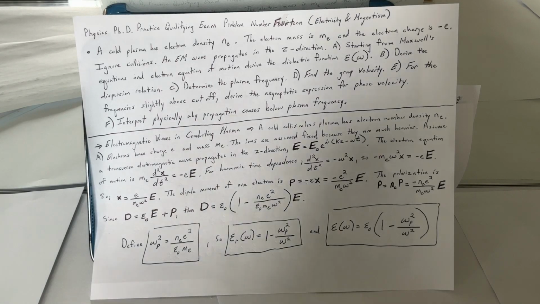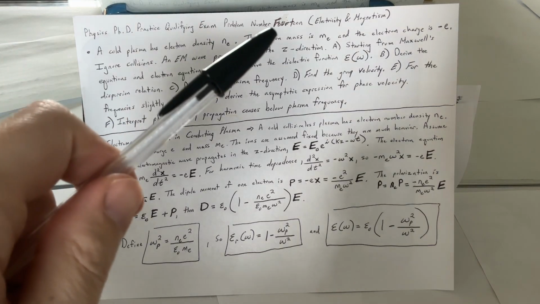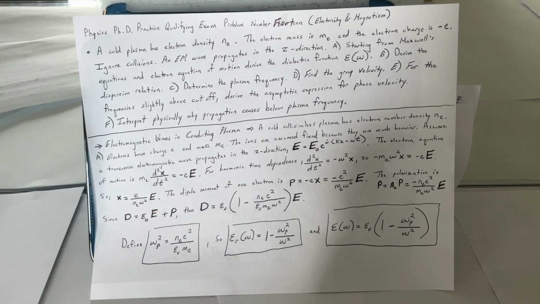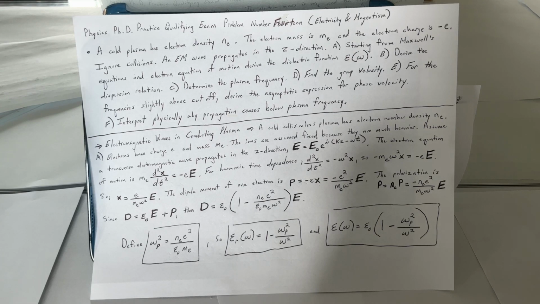So we have PhD physics qualifying exam practice problem number 14, electricity and magnetism domain. So let's begin. A cold plasma has electron density n sub e. The electron mass is m sub e and the electron charge is negative e. Ignoring collisions, an EM wave propagates in the z direction.